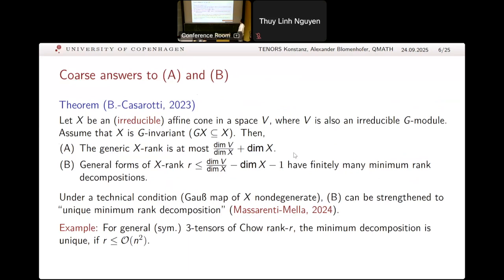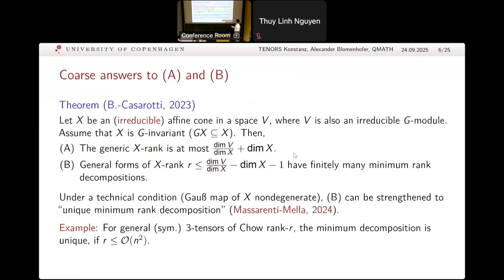All right. Let's try to give a first answer to questions A and B. If you want to say something in general for all kinds of varieties X in all kinds of spaces V, that's a bit difficult, but at least you can try to give an approximate answer.